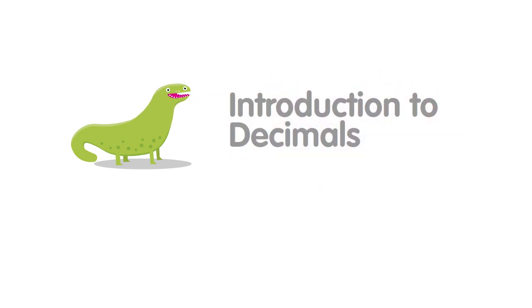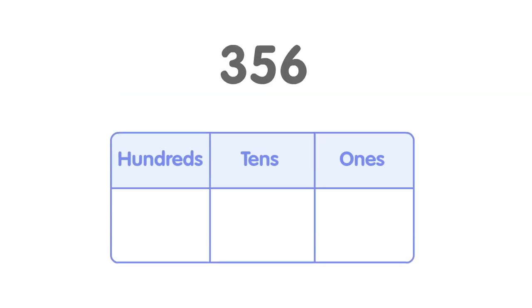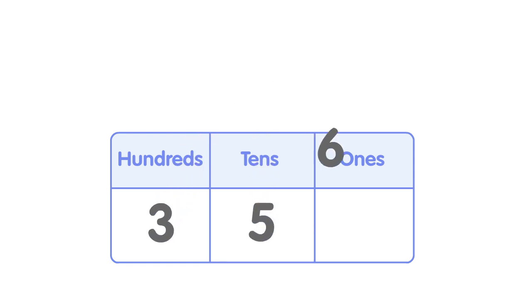Our number system is based on the number 10. Remember how we write numbers in hundreds, tens, and ones or units? The number 356 is made up of 3 hundreds, 5 tens, and 6 ones.